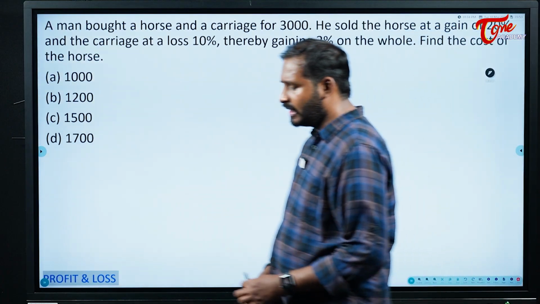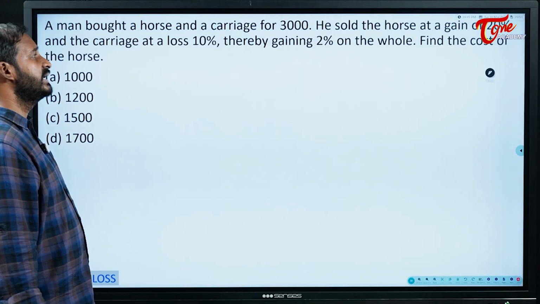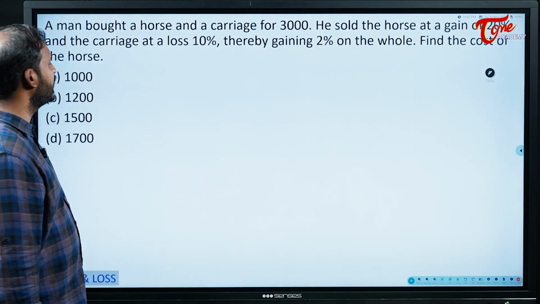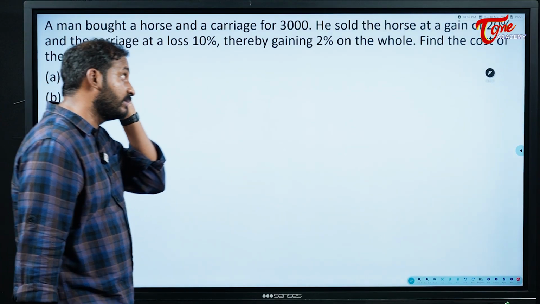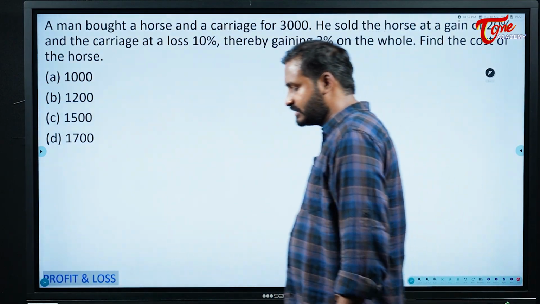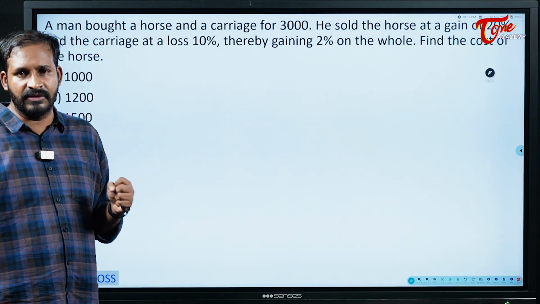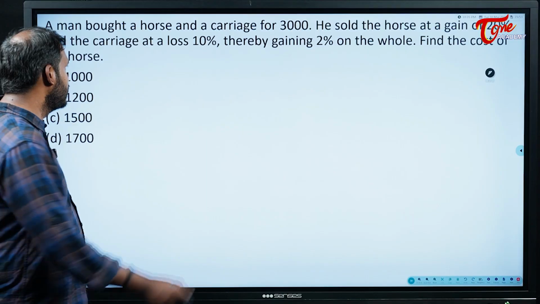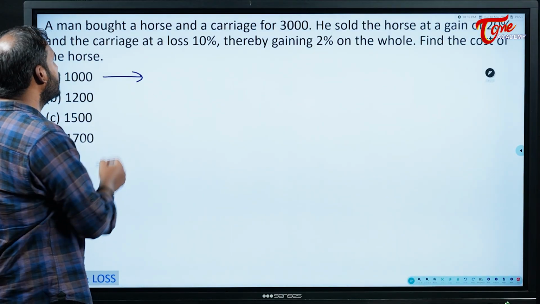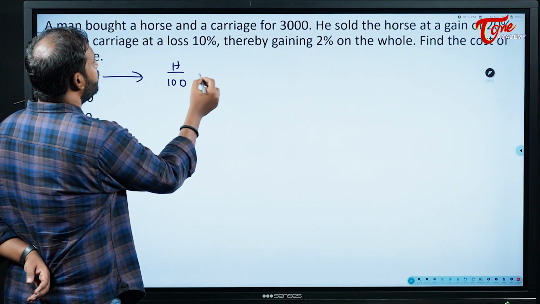Next, a man bought a horse and a carriage for 3000. He sold the horse at a gain of 20%, the carriage at a loss of 10%, thereby gaining 2% on the whole. Find the cost of the horse. See here students, this type of question is purely option verification, very easy for us. For example, the cost of the horse is 1000.